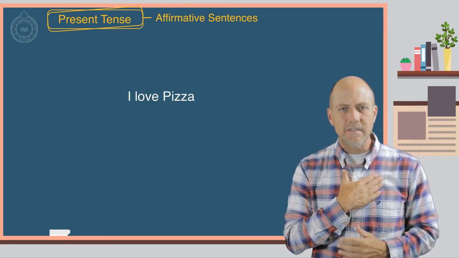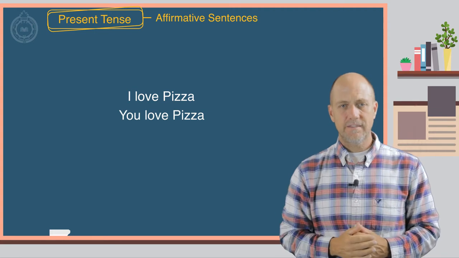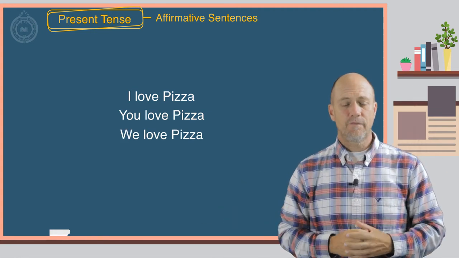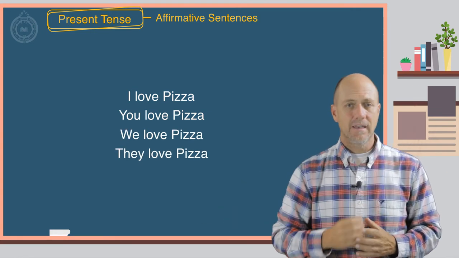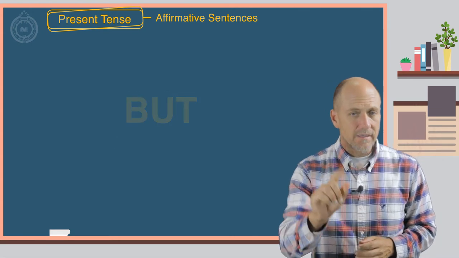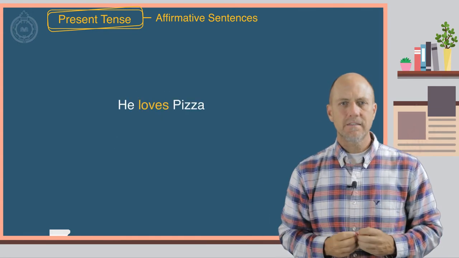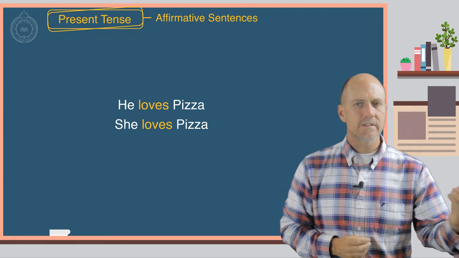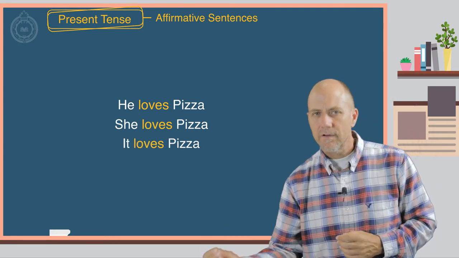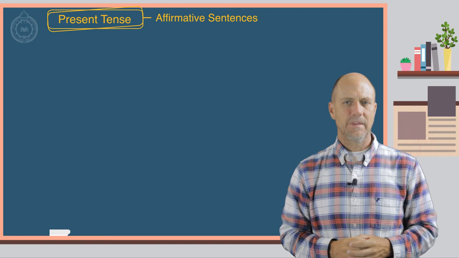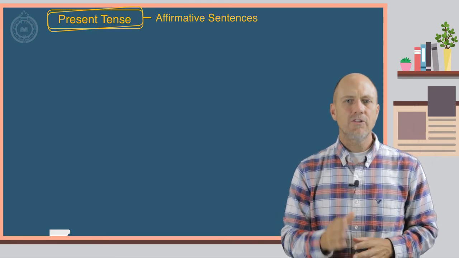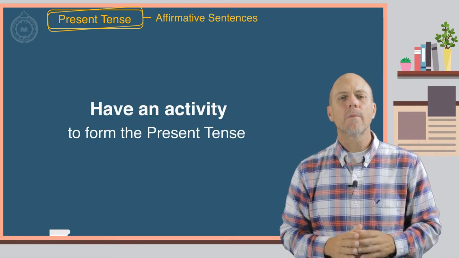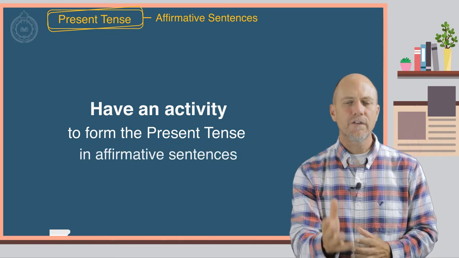I love pizza. You love pizza. We love pizza. They love pizza. But he loves pizza. She loves pizza. It loves pizza. The video will now stop and you will have an activity to form the present tense in affirmative sentences.